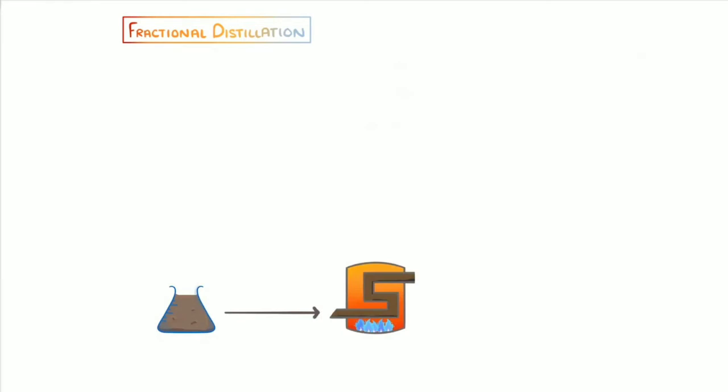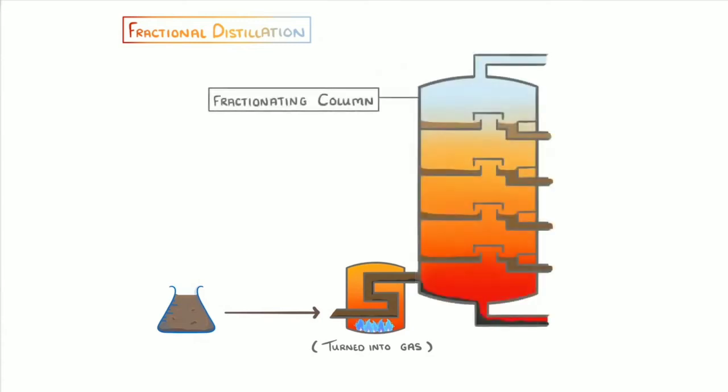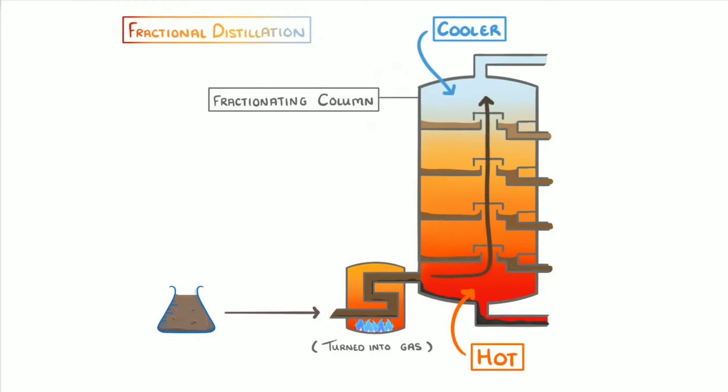The first step is to feed the oil into a chamber and heat it until most of it has turned into a gas. We then pass this gaseous mixture into a fractionating column, which is really hot at the bottom, but gets cooler towards the top. The idea is that these hot gases will then start to rise up the column. But importantly, as soon as they reach a region that has a lower temperature than their boiling point, they'll condense into a liquid.